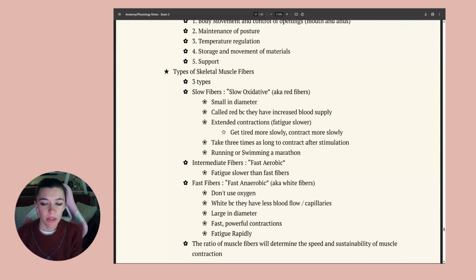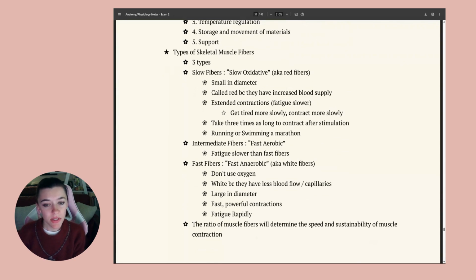All right, and then there are actually 3 types of skeletal muscle fibers. You have slow, intermediate, and fast. Slow fibers are called slow oxidative, aka red fibers. They're small in diameter. Called red because they have an increased blood supply. They have extended contractions, which means they fatigue slower and they contract more slowly. It takes 3 times as long to contract after stimulation, like running or swimming a marathon.